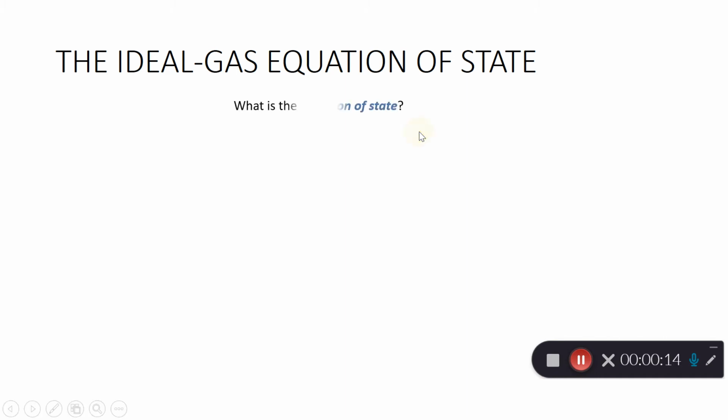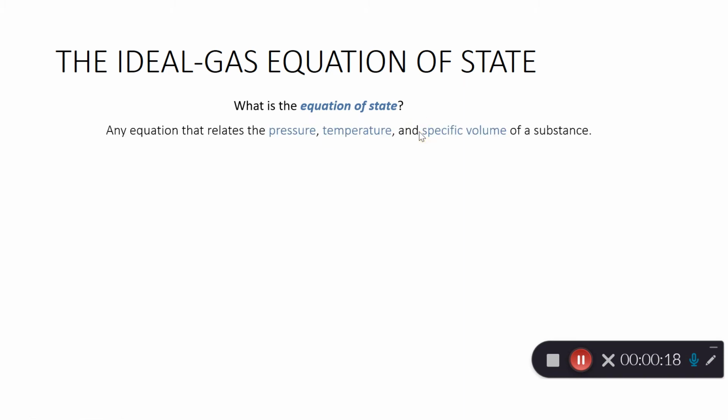What is the equation of state? The equation of state is an equation that relates pressure, temperature and specific volume of a substance. So as long as the equation relates these three properties, it can be called an equation of state.